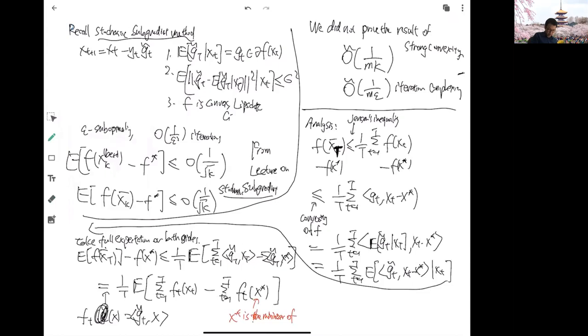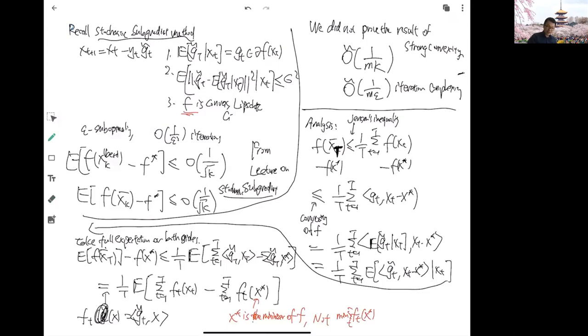x star is a minimizer of f, the original function f that we are trying to minimize with stochastic subgradient descent, but it is not the minimizer of the sum of f_t, right?